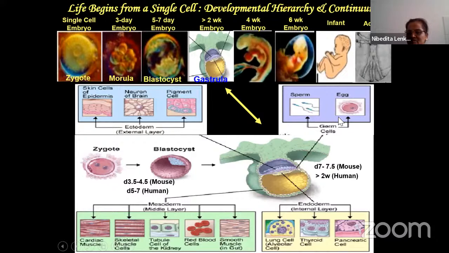So during development, during gastrulation, all three germ layers are developed. Then further during development, you are getting all the germ layer derivatives. Those cells become more specialized and give rise to specific tissues and organs. Then further during development, you are getting the fetus and then the adult finally.